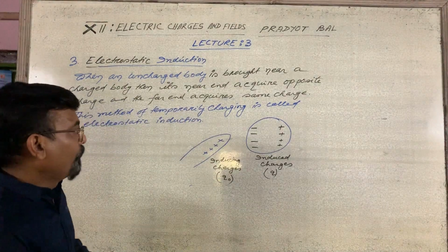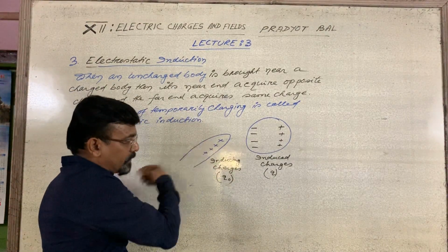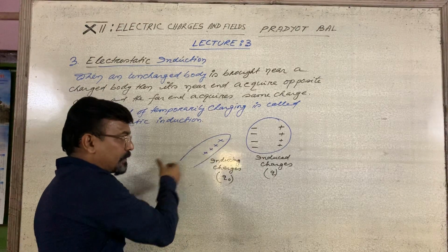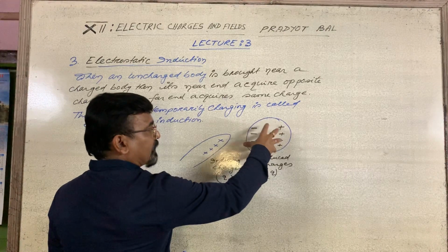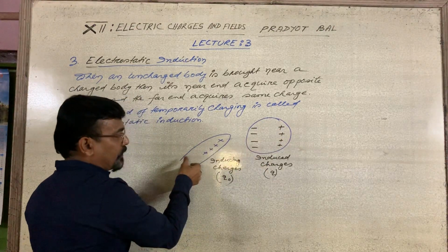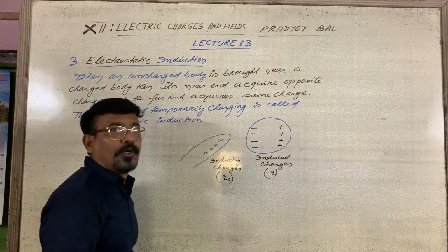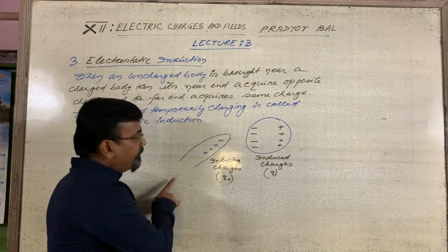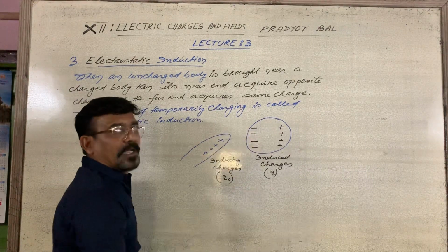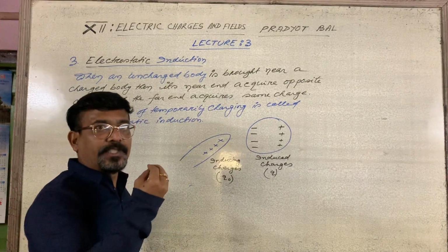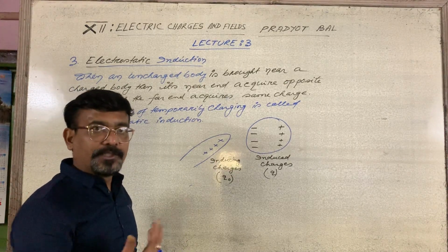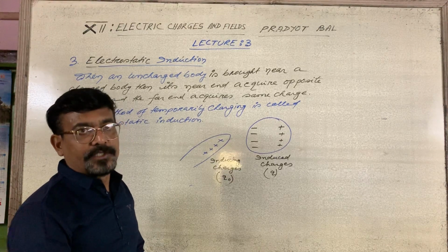Now you will have to know, if this charged body is removed, then charges in this body, which was uncharged previously, will also disappear. Again, if it is brought near, then charges will come here. That means it is a temporary method. If the charged body is there, there will be charges. If the charged body is removed, there will be no charge.